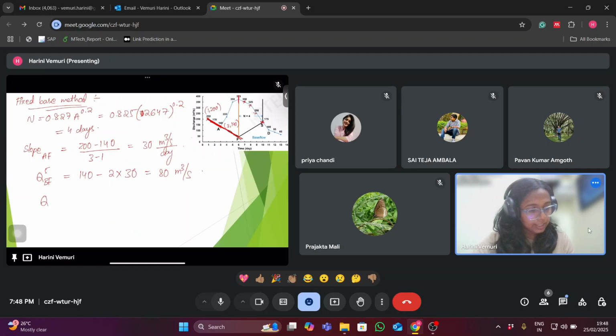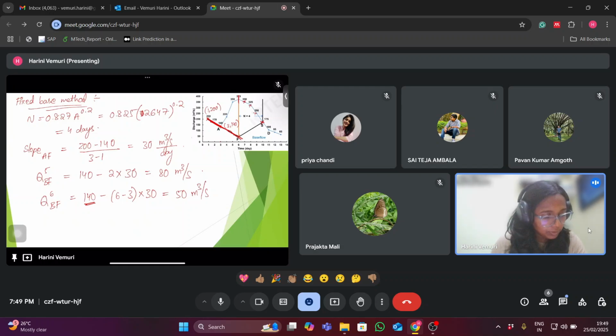Similarly, F occurs at day 6, so we need to calculate the base flow at day 6. So 140 minus 6 minus 3, because 140 meter cube per second occurs at day 3, multiplied by the slope. So we will get 50 meter cube per second.